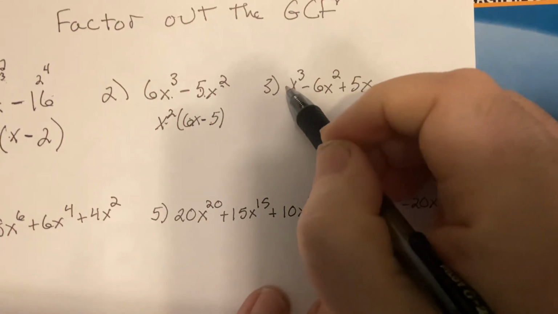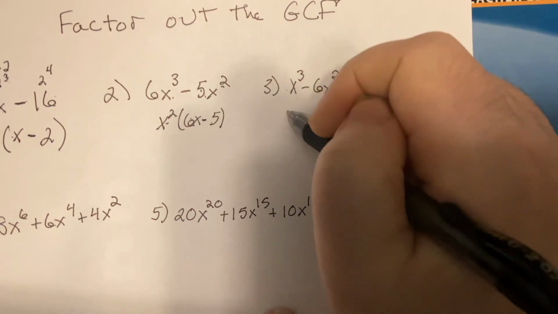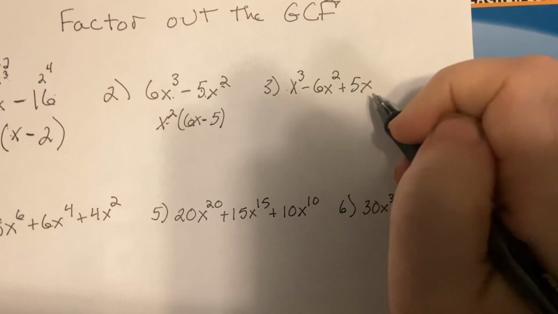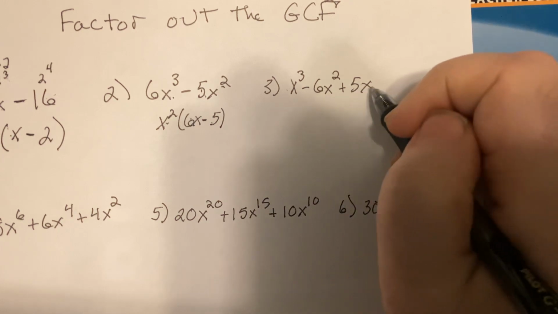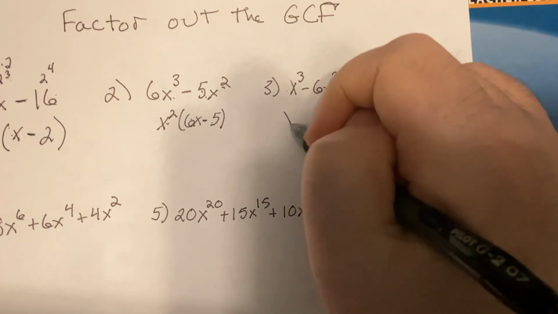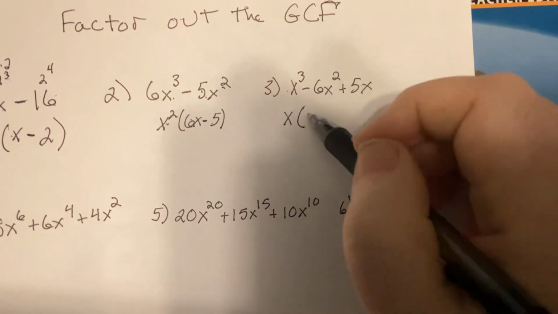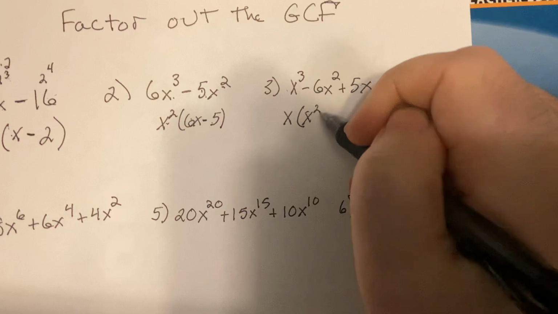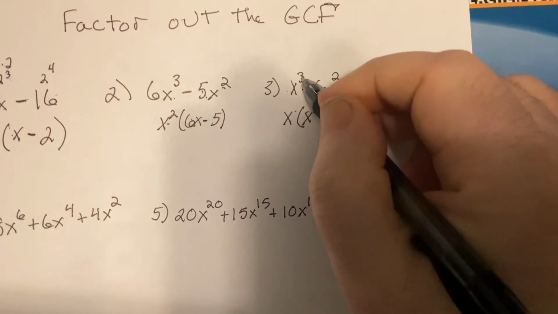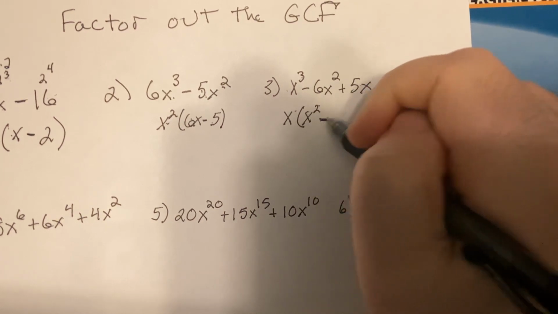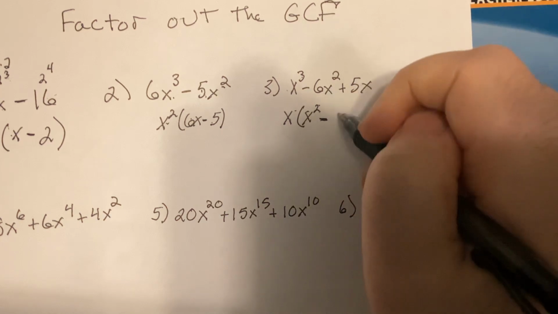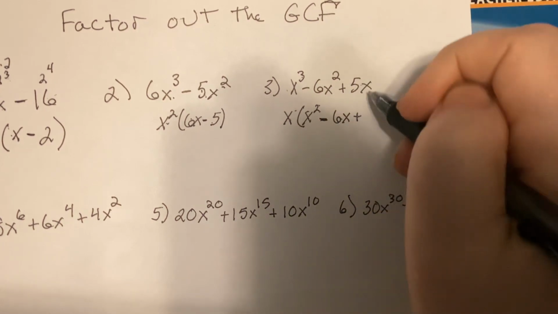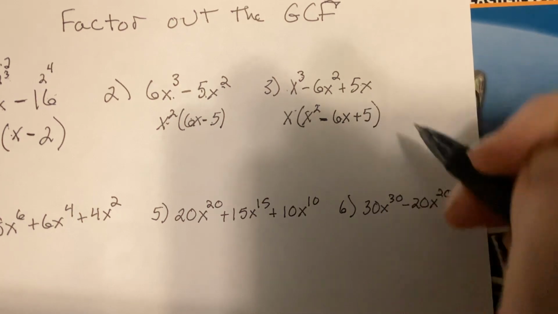So this one, we have a 1, a 6, and a 5. So 1 would be my GCF for the number. Then do we have an x in every term? Yep. Lowest power it occurs is to the first. And what do you multiply x by to get x cubed? It'd be x squared, because when you multiply two things with the same base, you add. So x times what is 6x squared? And that's 6x. And x times what is 5x? That'd be 5.